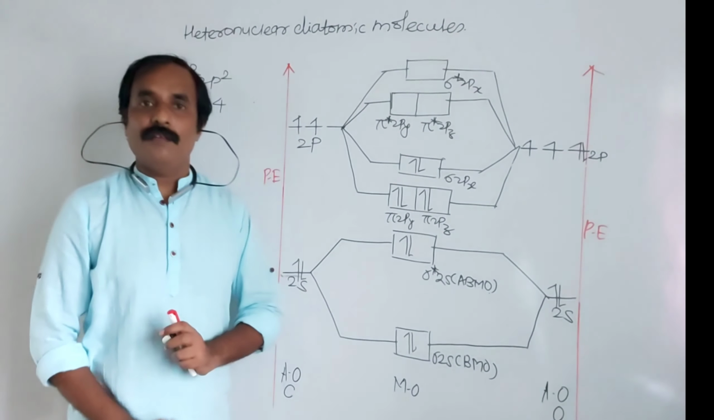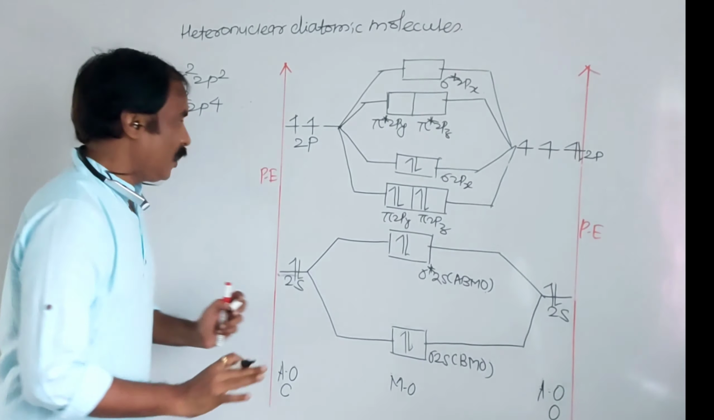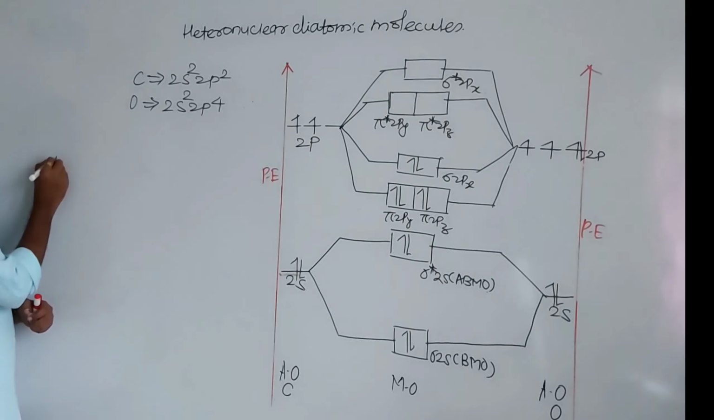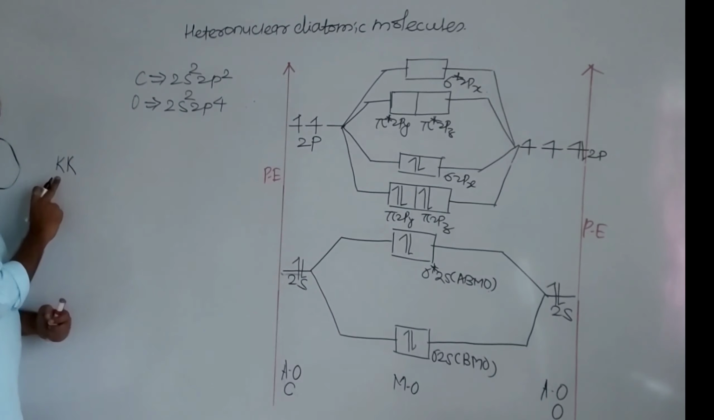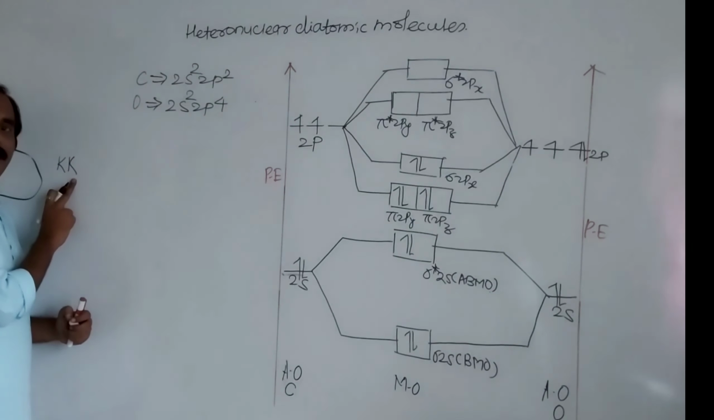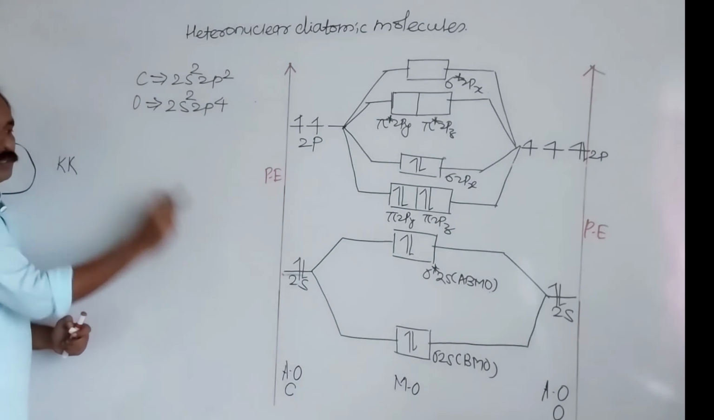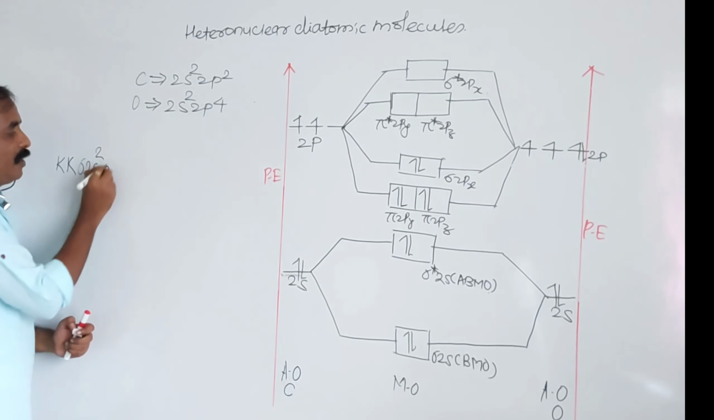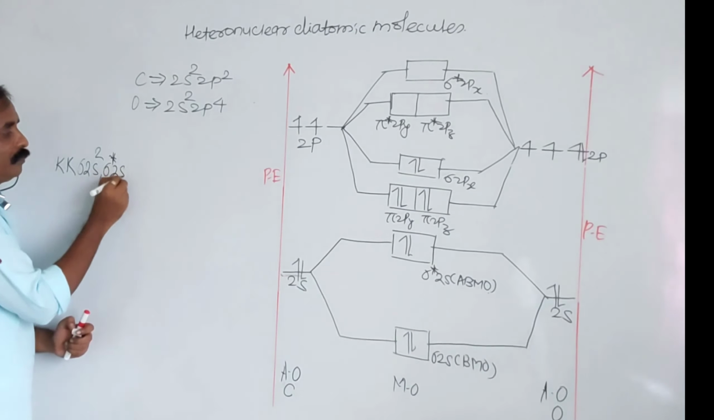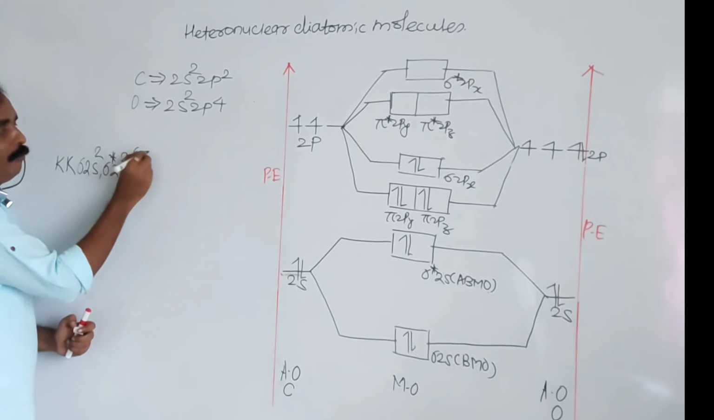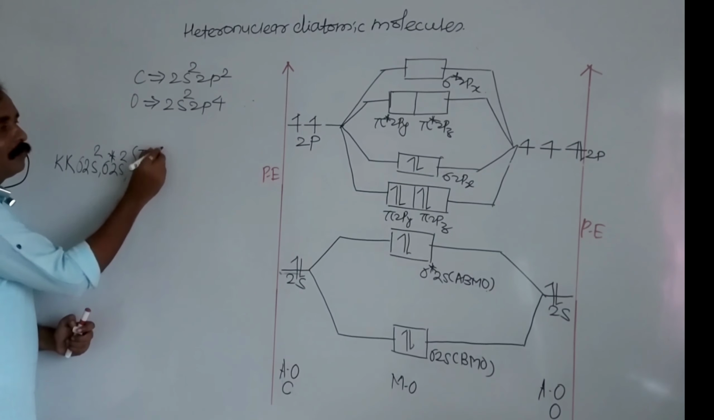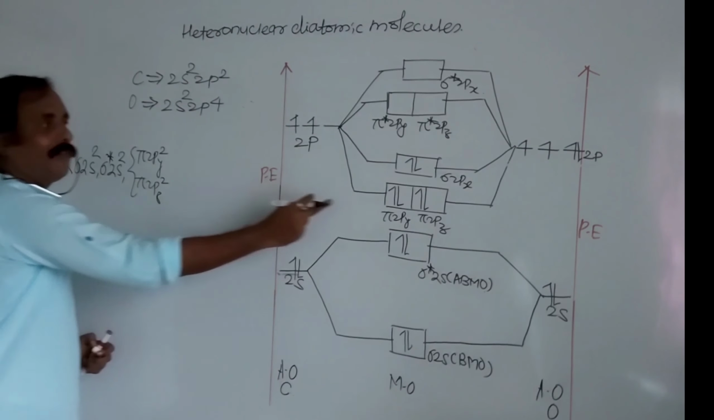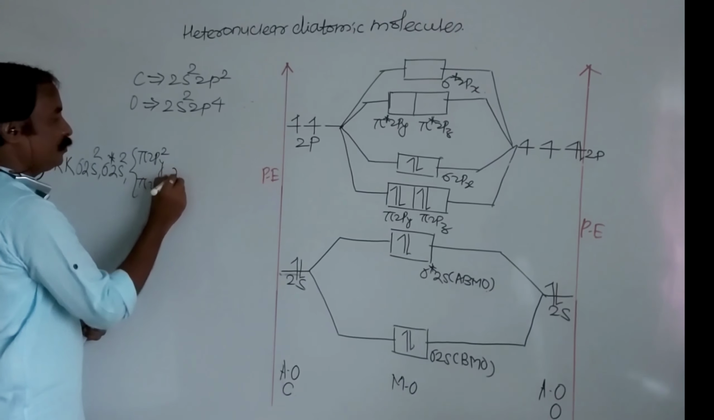Now the electrons are finished. How to write the electronic configuration of this? Here I will write the electronic configuration. Here it is KK. This K means 1s of carbon, and this other K means 1s of oxygen. Sigma 2s2, sigma star 2s2, then pi 2py2, pi 2pz2. After this, sigma 2px2.